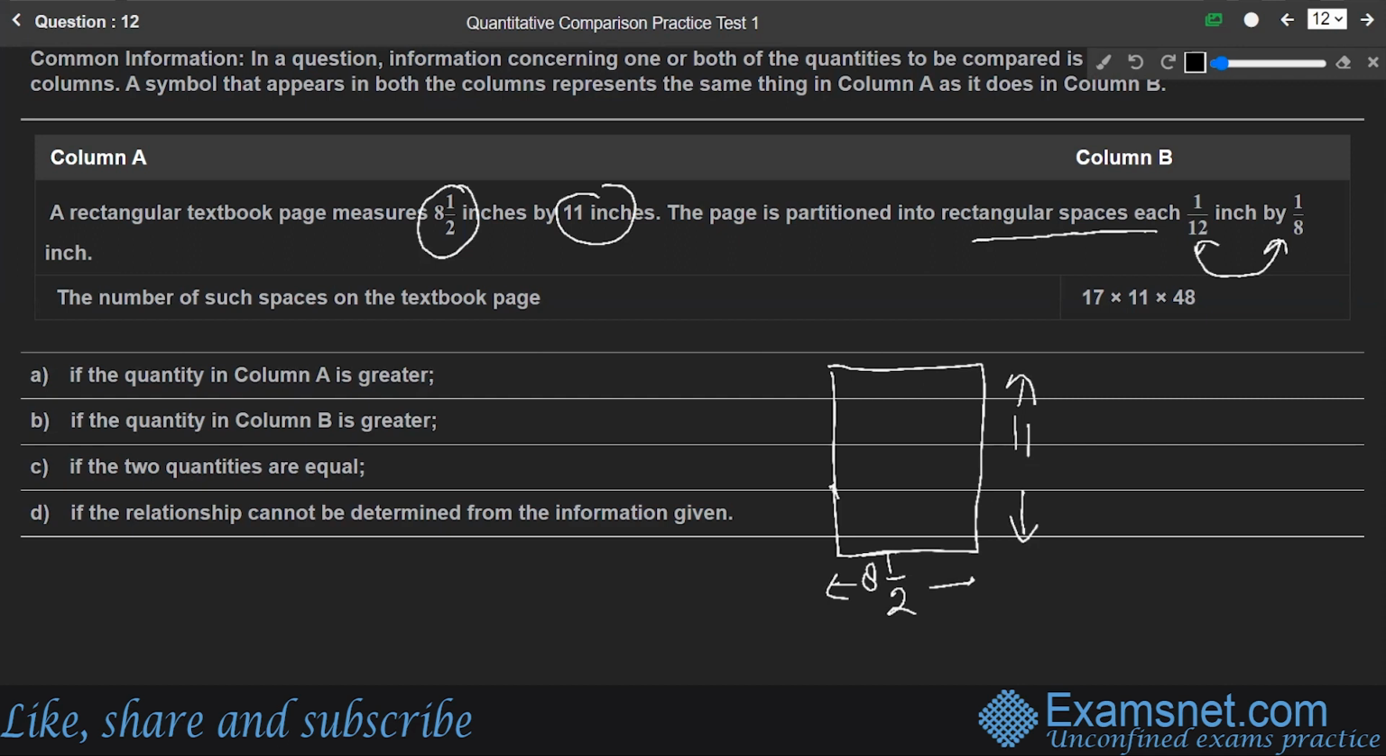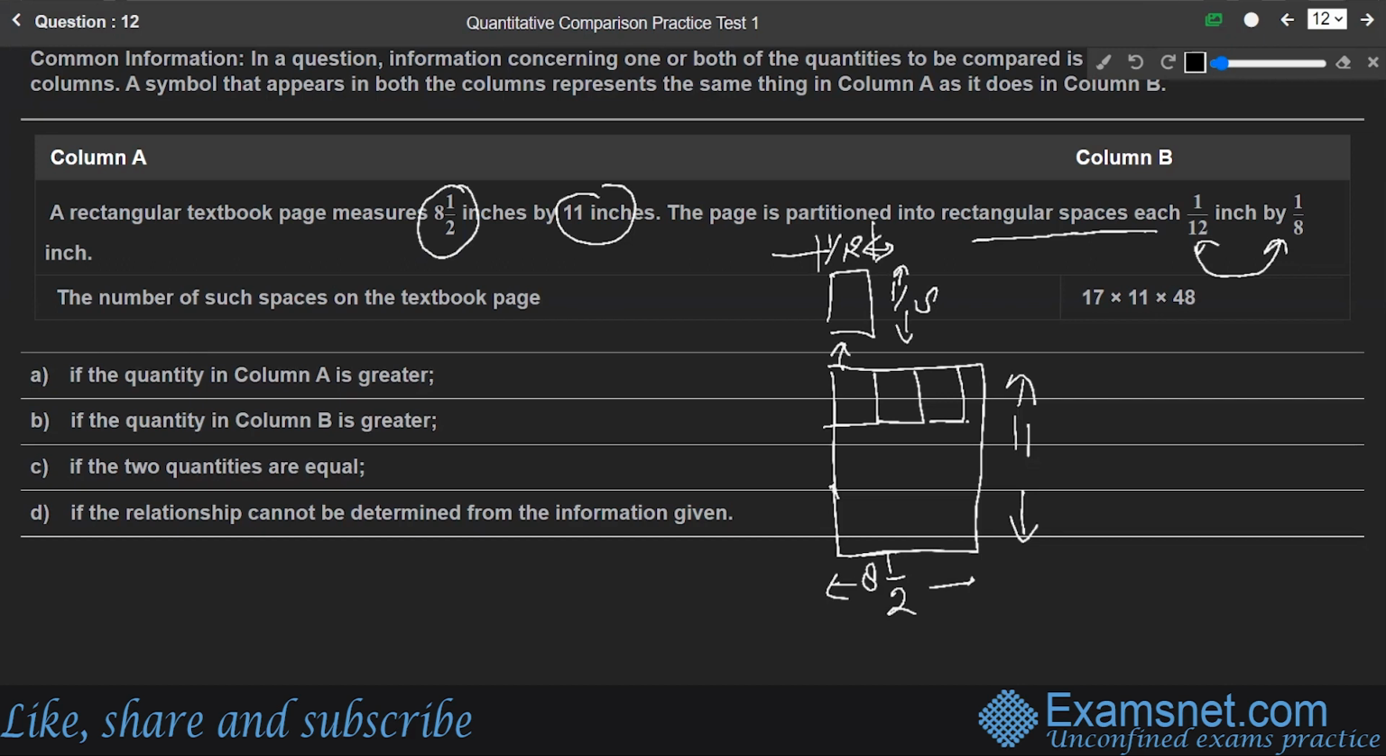As in a chess box there are rectangular partitions created, so they are supposed to create a rectangular partition like this. Okay, this is how the rectangular partitions are to be created, and the dimension of each such partition has been given as 1 by 12 to 1 by 8. So 1 by 12 is the length and 1 by 8 is the breadth. That is the dimension of each such box given to us.